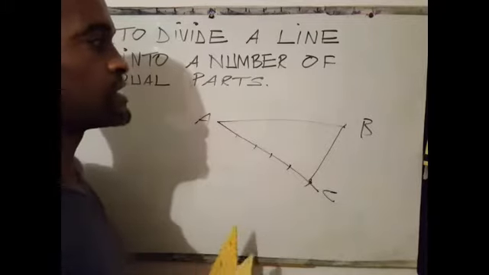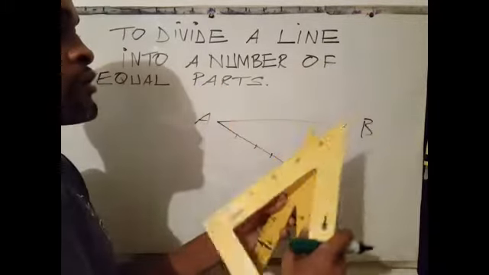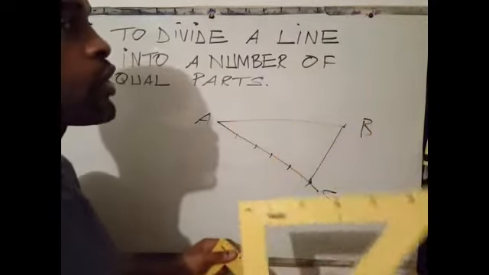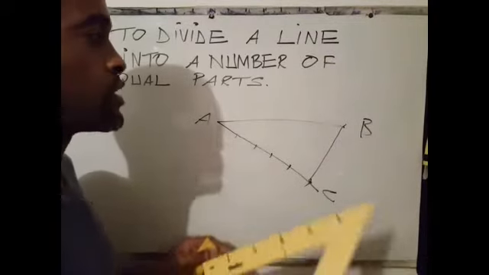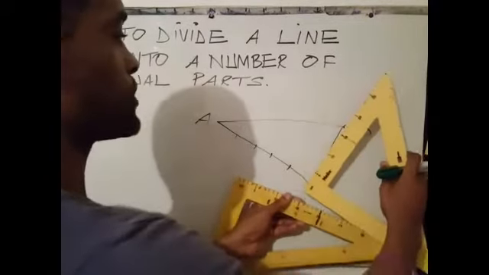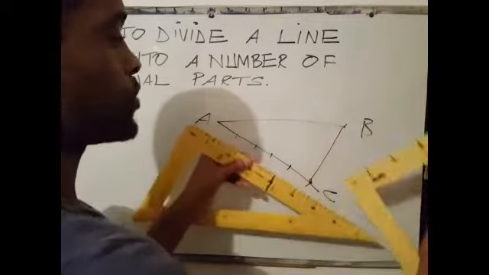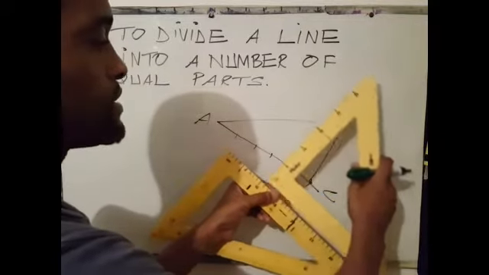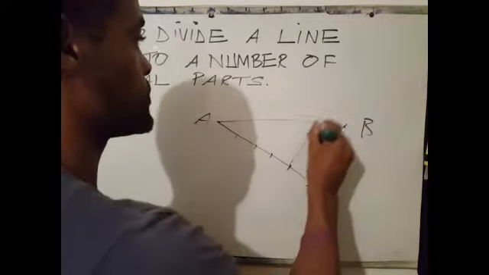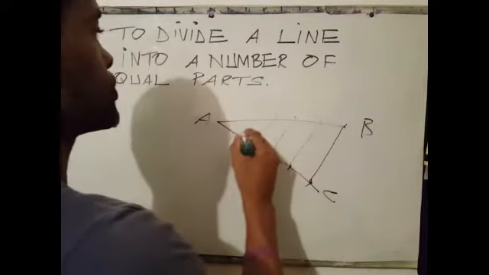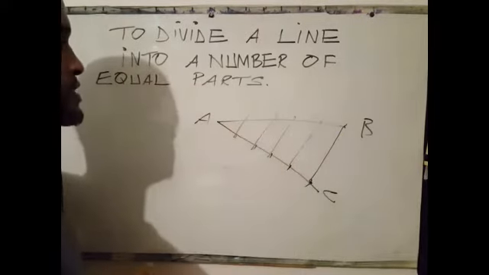Once you have done that, the next step will be to draw some parallel lines through these points. And for that, we'll need a pair of set squares or a set square and a ruler. So for that, we will keep one steady, slide one along the edge. So there, we will end up with something like this.